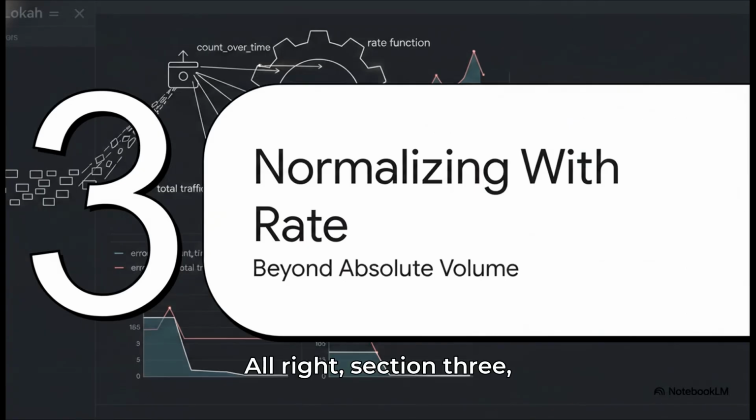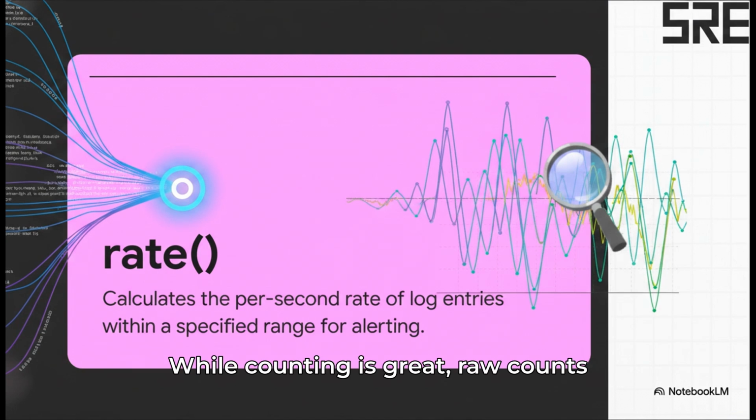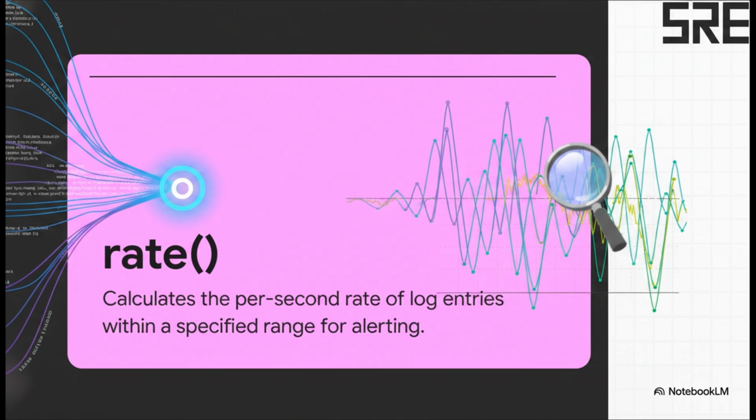All right, section 3, normalizing with the rate function. We're moving beyond just absolute volume here. Here's the thing. While counting is great, raw counts can seriously trick you. If total traffic drops overnight, well, your error count drops too, even if your actual failure rate is skyrocketing and the database is actively on fire.